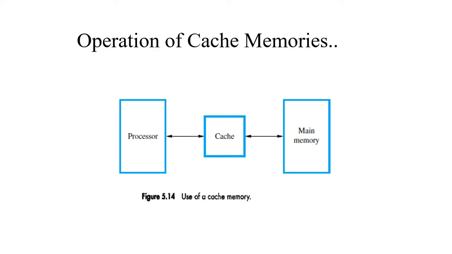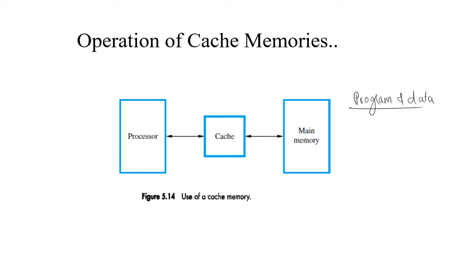So in this slide, we will look into the operation of cache memory. The structure looks somewhat like this. There will be a processor and there is a main memory. In between the processor and main memory, we have a very high speed cache memory. So how exactly this works is, in the main memory, you will have the program and the data.